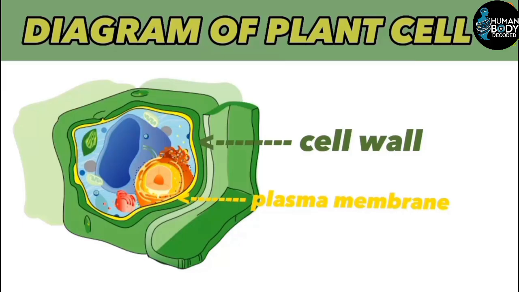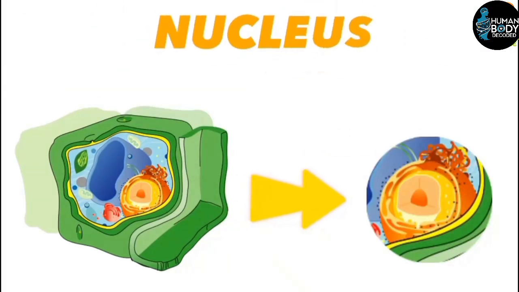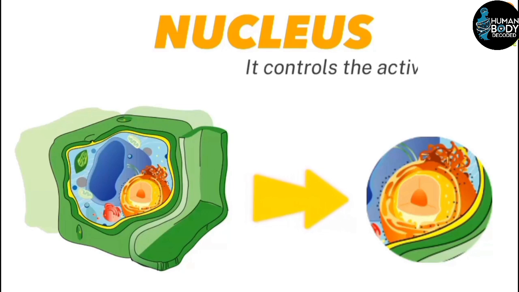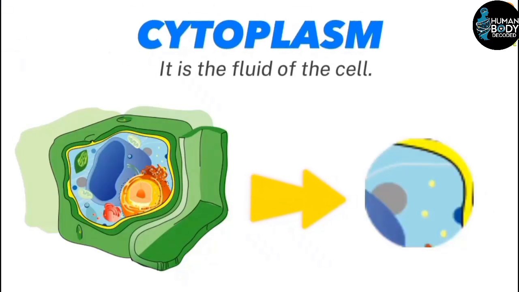After this, the orange colored part you are seeing, we call it the nucleus. This is actually the king of the cell. The king is the one who controls the whole kingdom. Similarly, this nucleus controls the entire cell. This is the control center. That's why we call it the nucleus. Now, inside this cell, you see a blue colored fluid. So, we call this fluid cytoplasm.